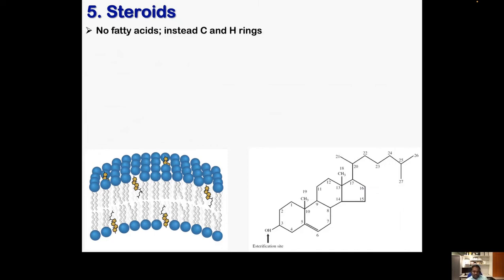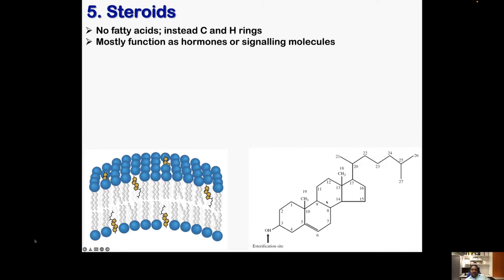Steroids are our last class of lipids. Steroids basically don't have any fatty acids. Instead, they have carbon and hydrogen rings. You can see the structure of cholesterol here. It doesn't have any fatty acid, even though it can get esterified with a fatty acid through this alcohol group at the third carbon position. But it's mostly made up of carbon-hydrogen rings.